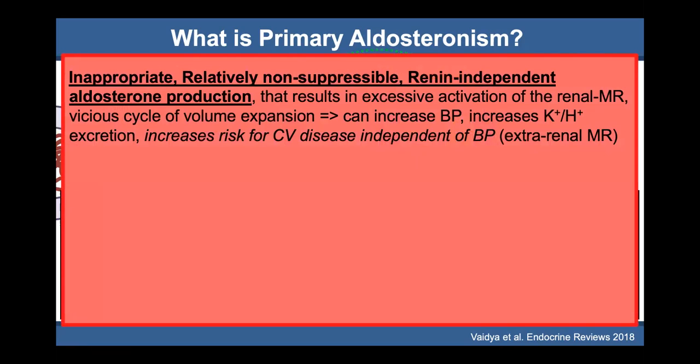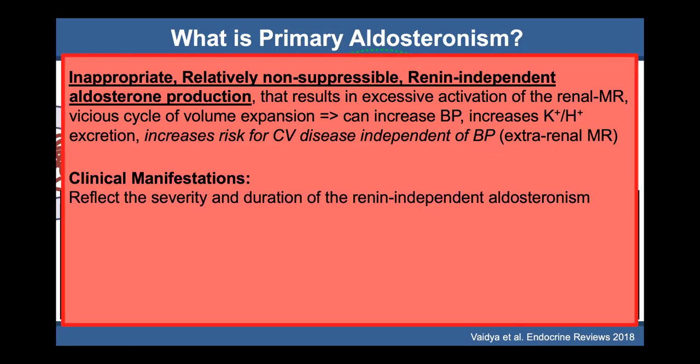So what is primary aldosteronism? It is an inappropriate, relatively non-suppressible, renin-independent aldosterone production. This results in excessive activation of the mineralocorticoid receptor in the kidney, a vicious cycle of volume expansion that can increase blood pressure, increase kaliuresis and acid excretion, and it can increase the risk for cardiovascular disease regardless of blood pressure due to aldosterone interactions with the extrarenal mineralocorticoid receptor in the myocardium, in the heart, in the vascular endothelium, and smooth muscle cells as well.